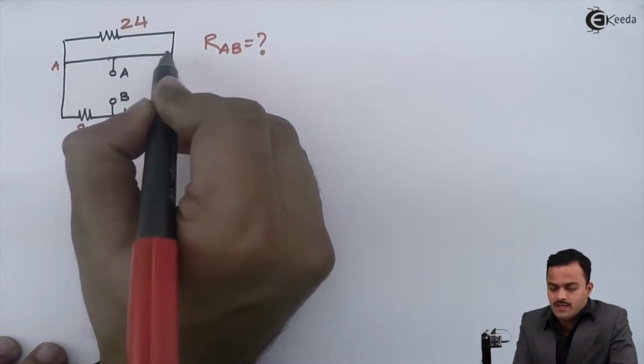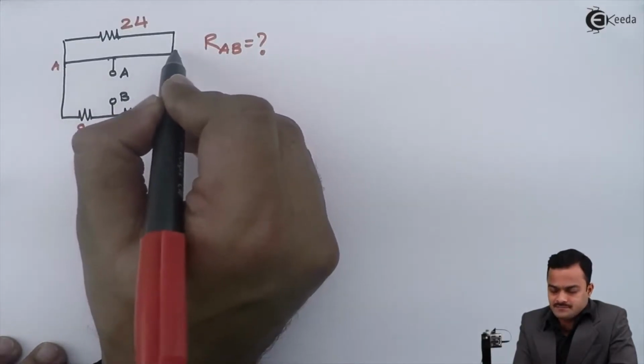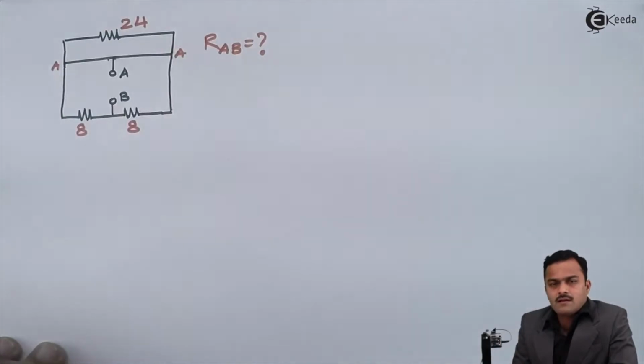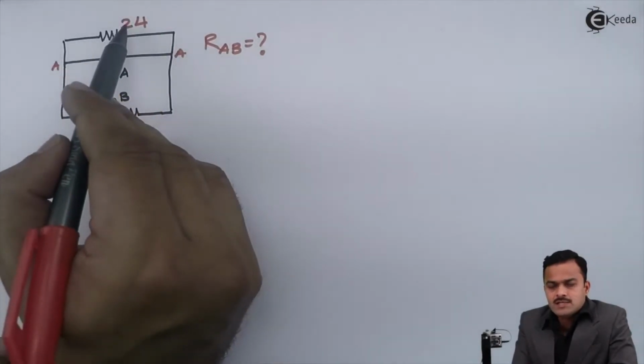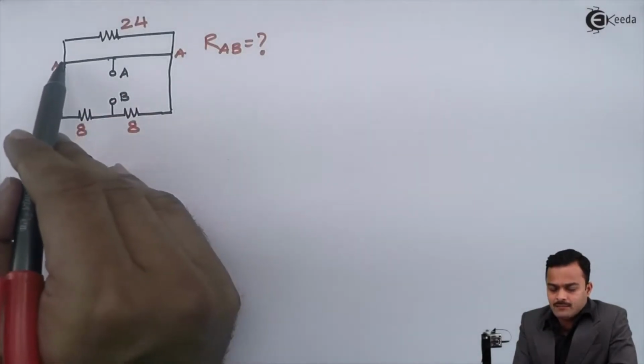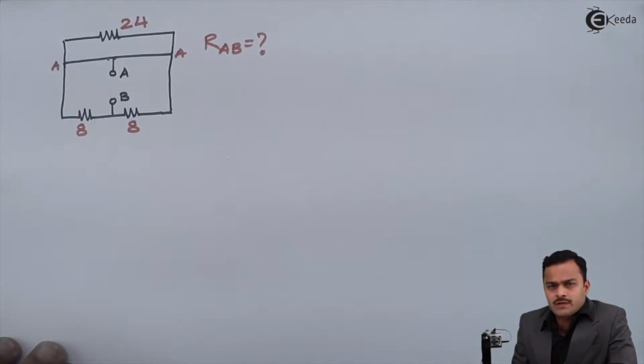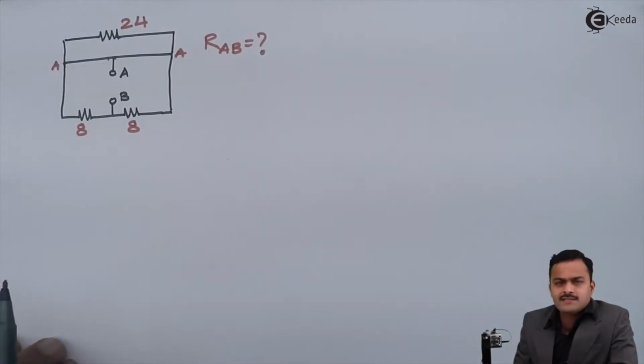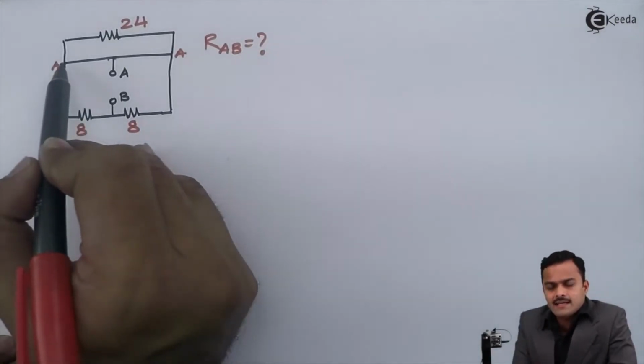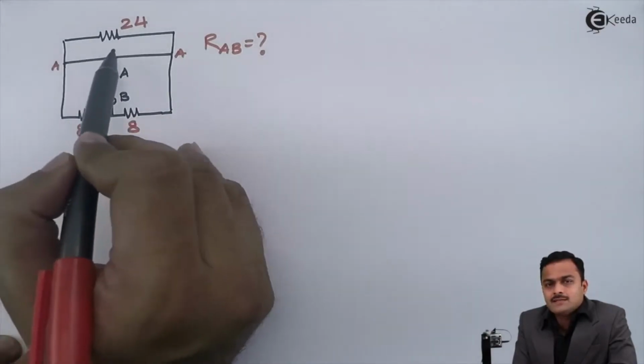Same way, from here to here there is no element connected. I can say this point is also A. So if you see properly, this 24 ohm is connected between points A and A, which is a bit confusing to understand. But rather it is very simple. I can say this 24 ohm is getting short circuited.